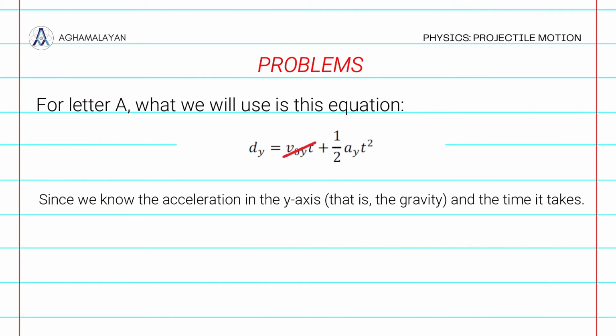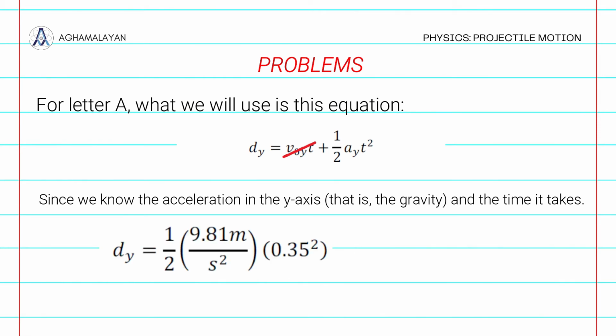So substituting the values, we will have d sub y would be equal to 1/2 times 9.81 meters per second squared, since we know that acceleration at the y-axis is always due to gravity. Then we just multiply it by the time, which is 0.35 seconds, squared. Inputting that into our calculator, we would have a final answer of 0.60025 meters. Or if you're going to round it off to 4 decimal places, 0.6003.